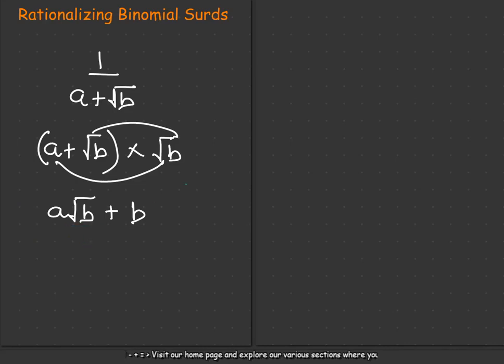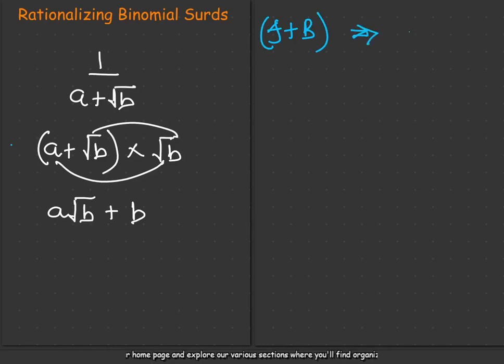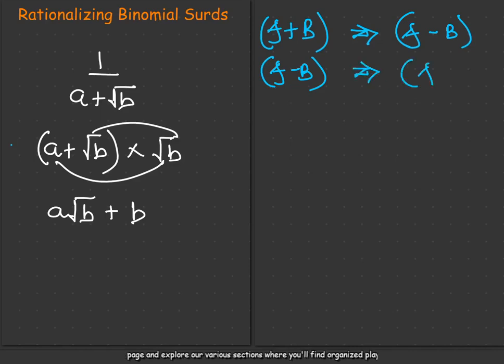Hence, if you were to rationalize a binomial surd, we say that we multiply it by its conjugate. For a binomial surd, if you have a plus b, then its conjugate is a minus b. And on the other hand, if you have a minus b, then its conjugate is going to be a plus b.